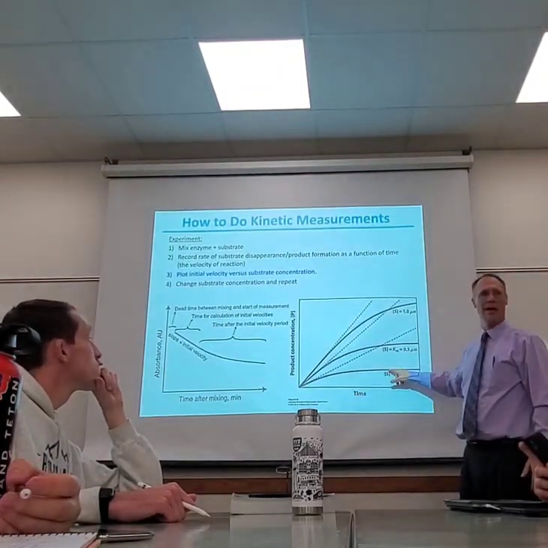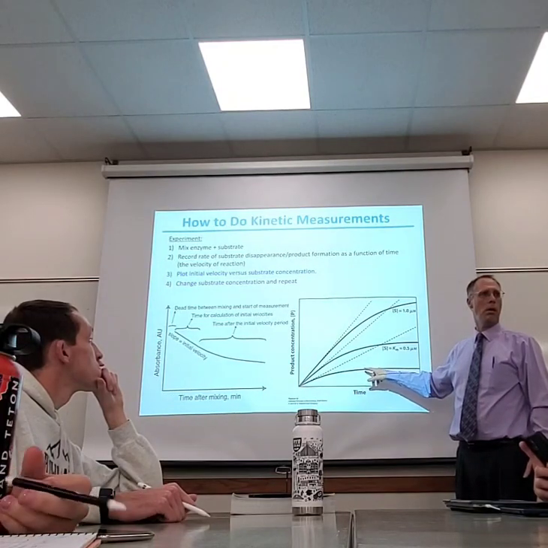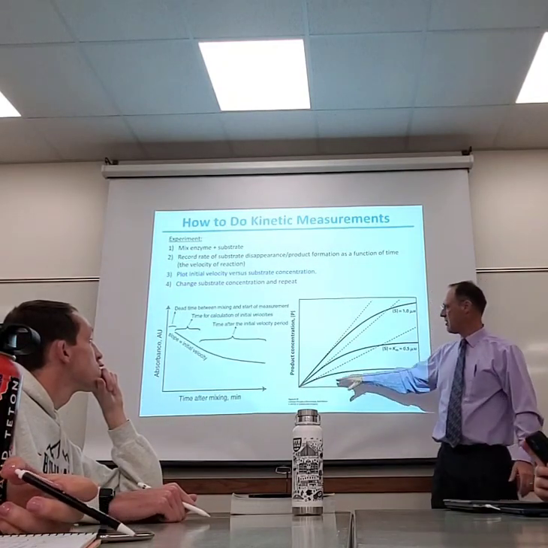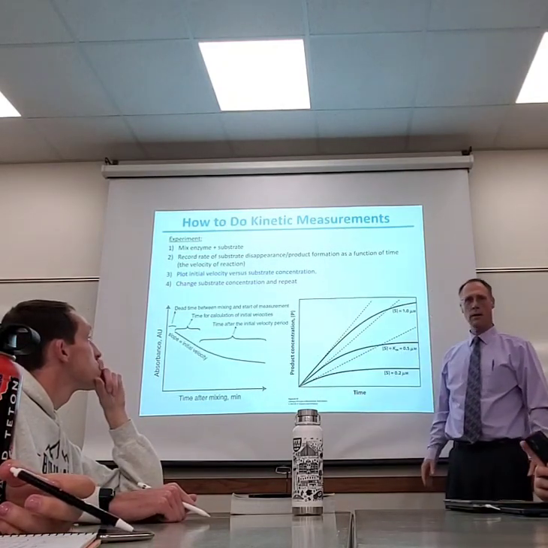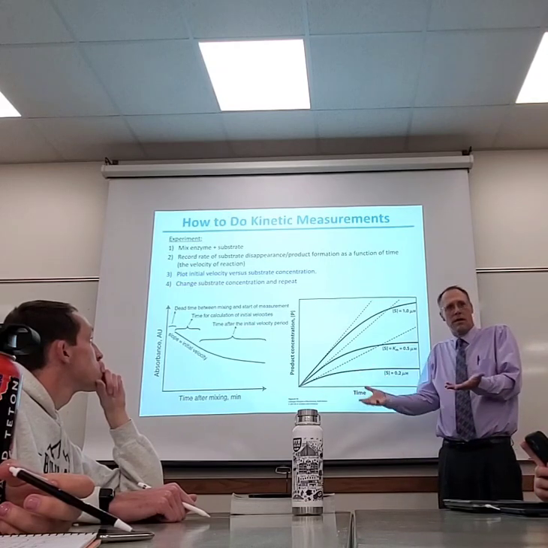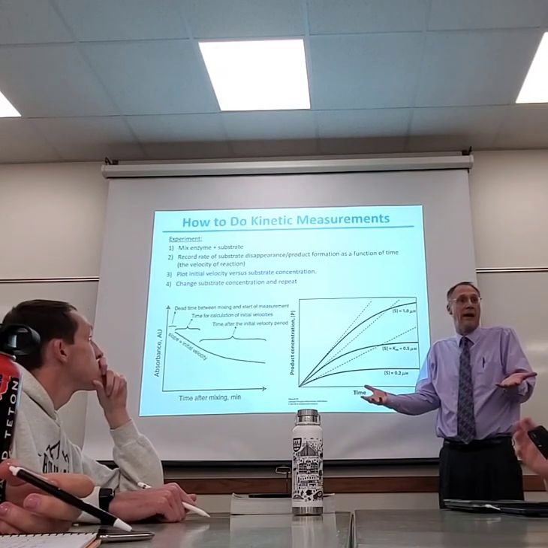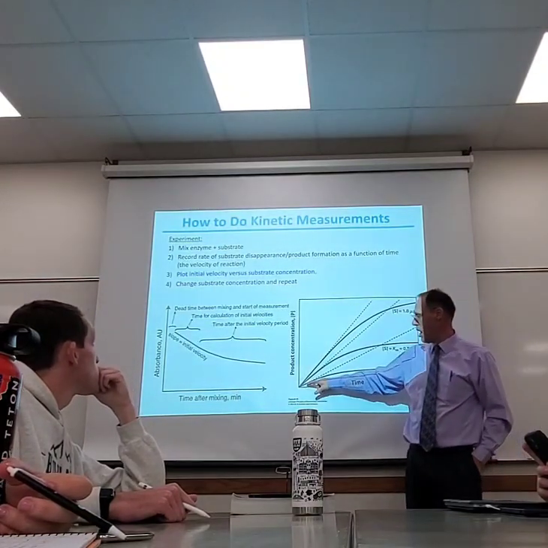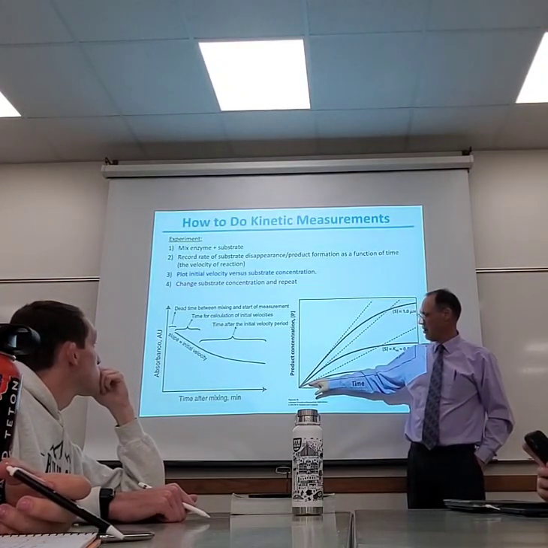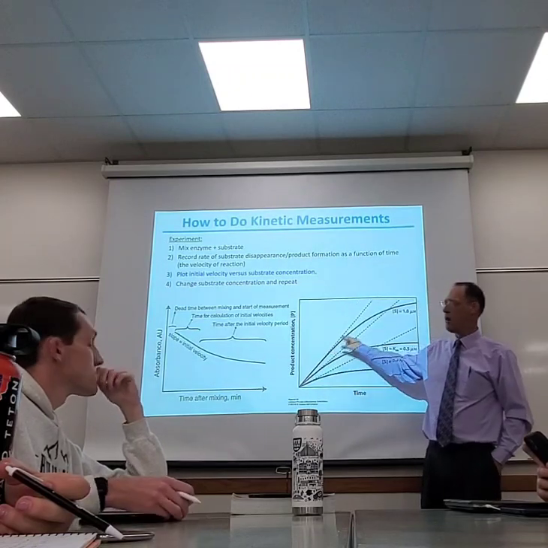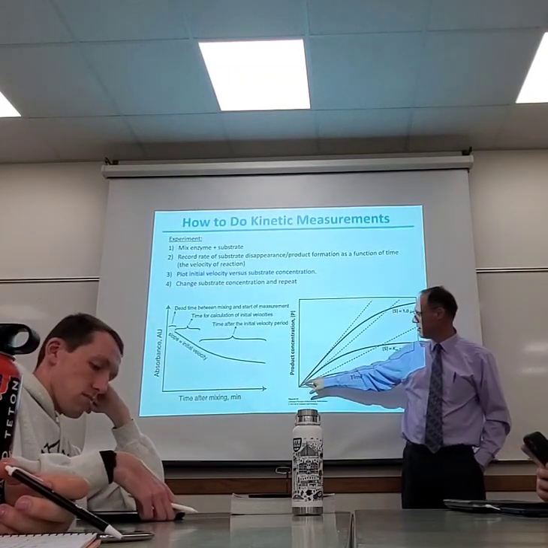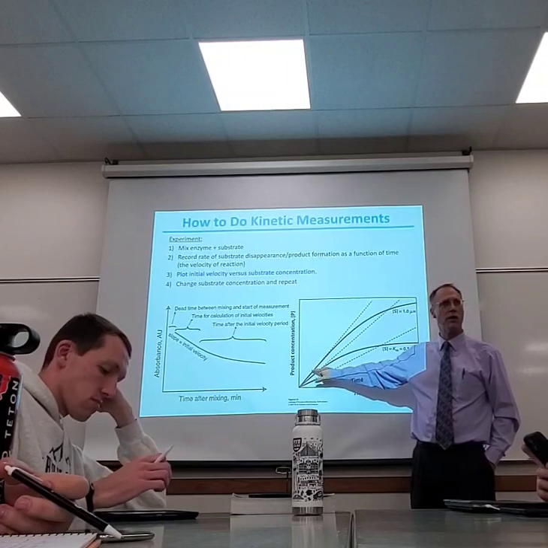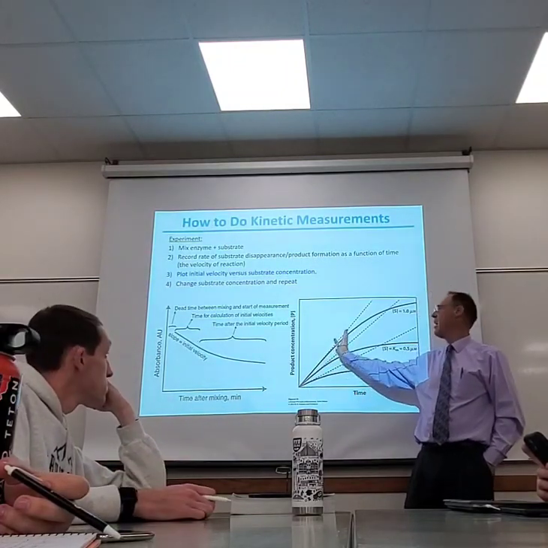Why is it slowing down? Because you're using up your substrate. Yeah, I'm not making more, because I used up the substrate. I'm running out of gas. So this slows down, but early on, and this is hard to see early on, but it's really clear later on when you go to higher substrate concentrations, this line appears to go straight for a good ways, and then it slows down.